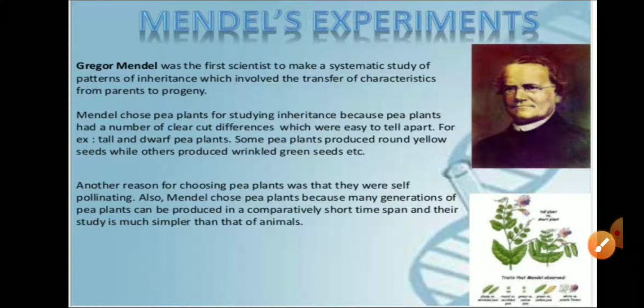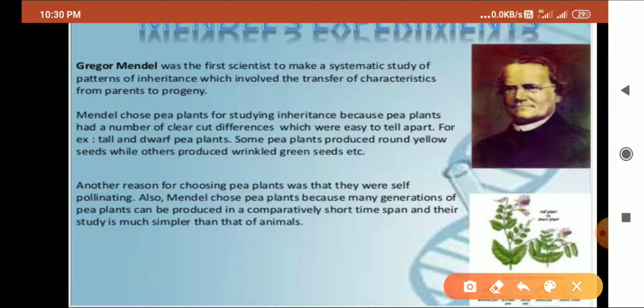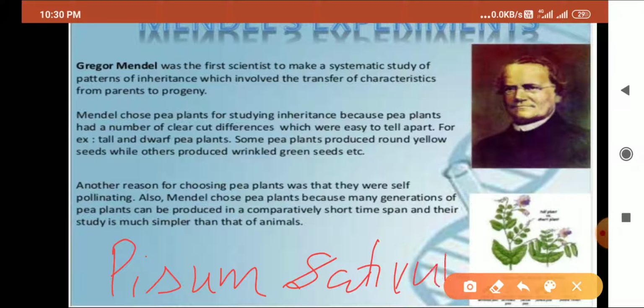Mendel chose the garden pea, that is Pisum sativum, as an experimental organism. The scientific name of this garden pea is Pisum sativum. Why did he choose this experimental organism? Because it is a bisexual plant, it can be perennial or annual, and it produces flowers in large number.